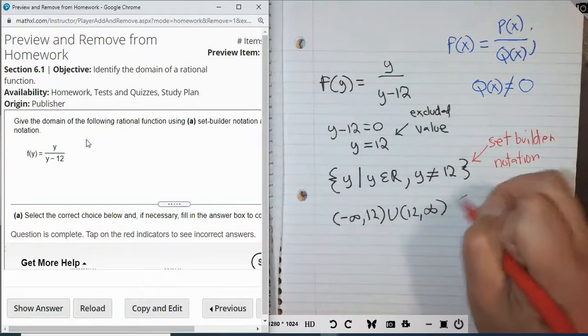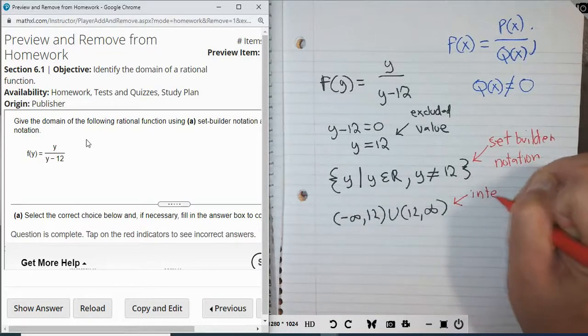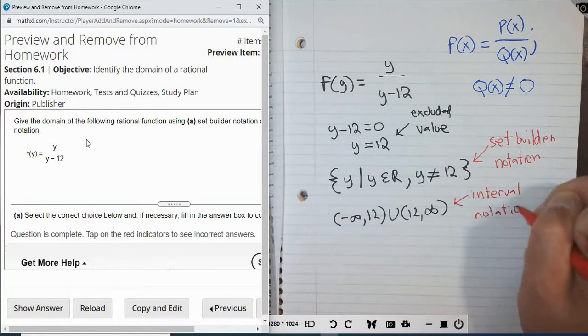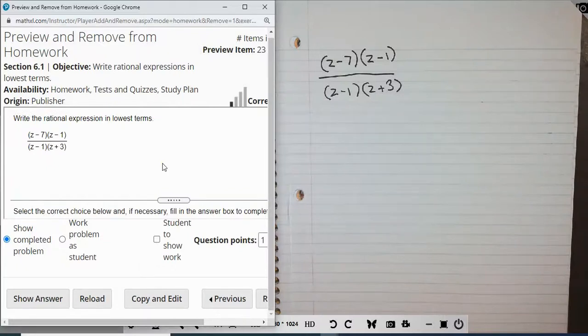And this representation here is referred to as interval notation. That is interval notation. So those are a couple of ways to answer this question about what is the domain of this rational expression. All right, so this next one has to do with writing rational expressions in lowest terms. And basically what we have here is a rational expression, right?